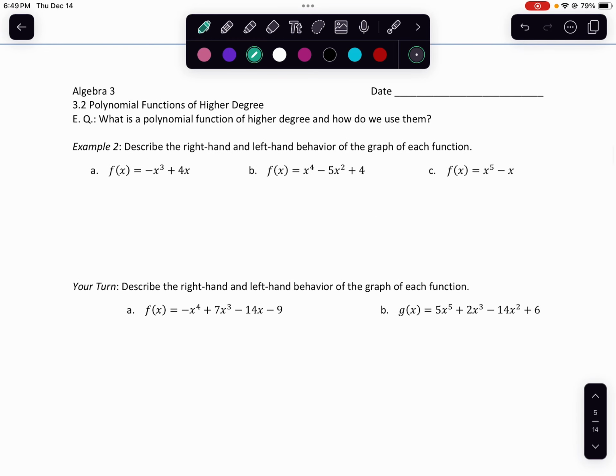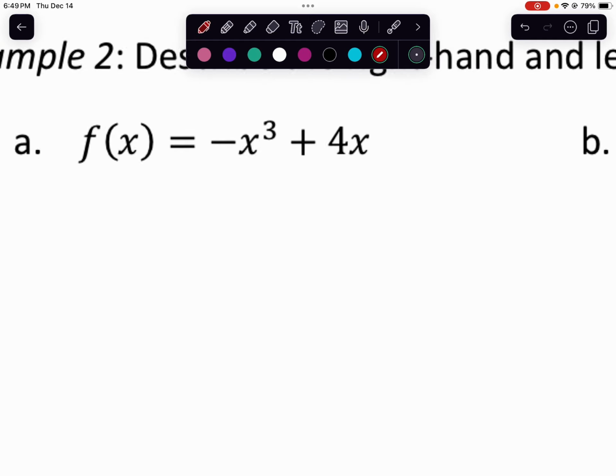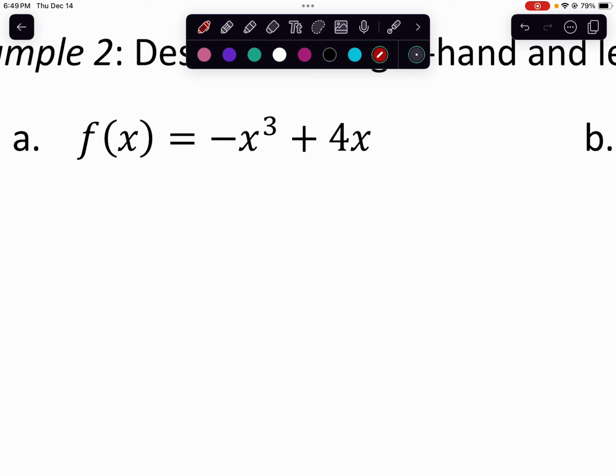So let's do our last example. It says describe the right hand and left hand behavior of the graph of each function. Now we are going to do this without our graphing calculator. So a couple of things we look for. First of all, is this an even or odd function? It's an odd function, okay? So that means my graph is going to be S-shaped. Okay, so we have our S-shaped graph.